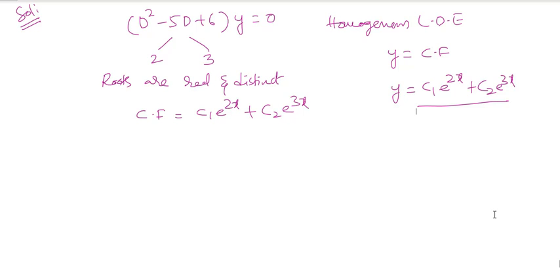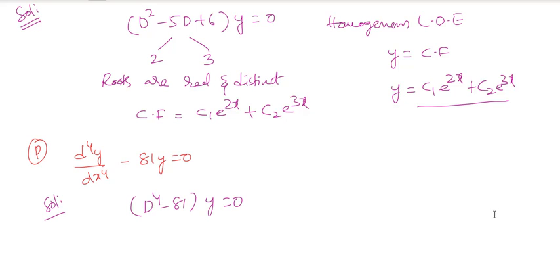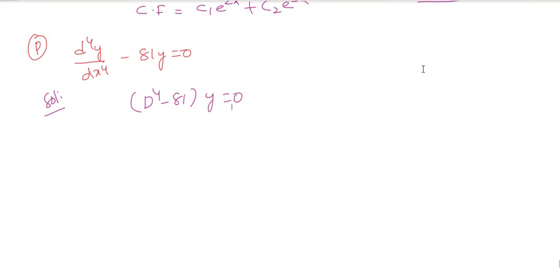Yeah. Then similarly, can you try one more problem? Yeah. d power 4 y by dx power 4 minus 81y is equal to 0. Solve this one again, which is nothing but D power 4 minus 81 into y equal to 0. Yeah, how can I do this? I can represent this as D square minus 9 into D square plus 9 into y is equal to 0. Yeah, then the roots for this. What are the roots for this? D square minus 9 means what? The roots for this is what?